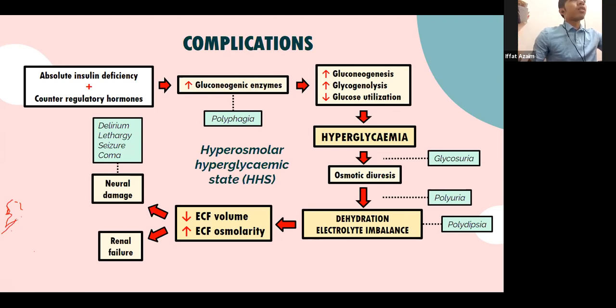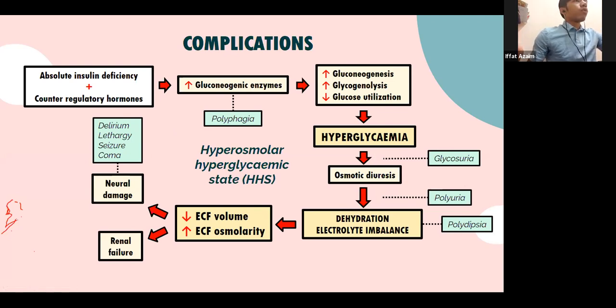So we try to manage through its symptoms, like for glycosuria and polydipsia, we give fluid, or for electrolyte imbalance, we give electrolytes, and so on. And we need to treat the insulin secretion and also insulin sensitivity. We need to correct the abnormality.